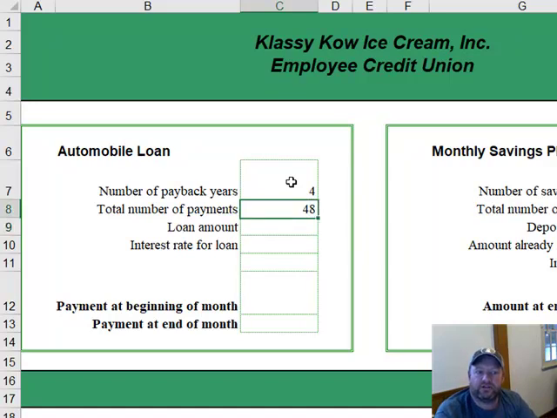Why didn't we just plug 48 in? Here's why. Maybe I changed my mind and I wanted 5 years. Automatically does it for me. Maybe I can pay it back quicker and I'm only going to do 3. Automatically changes it for me. But in the meantime, 4 years, 48 payments. Now, we're going to keep this reasonable for the time being.